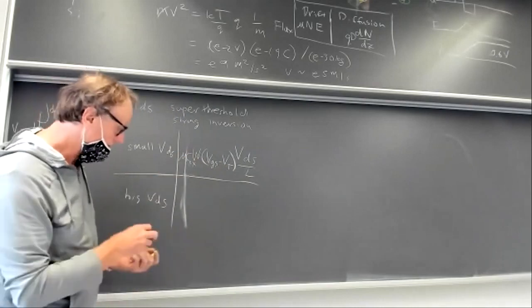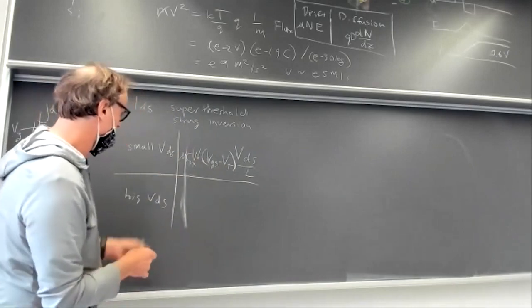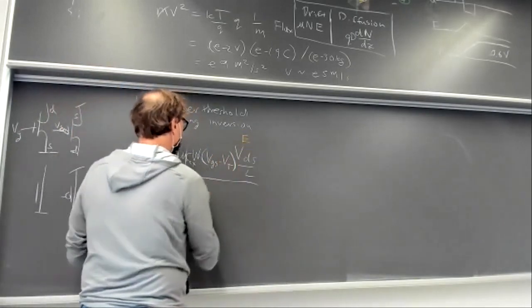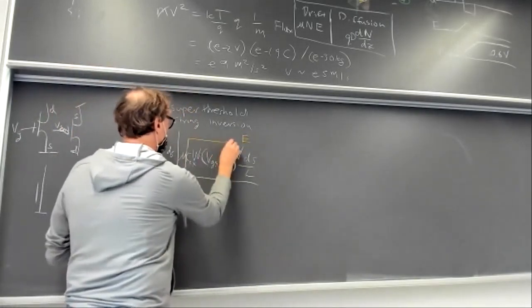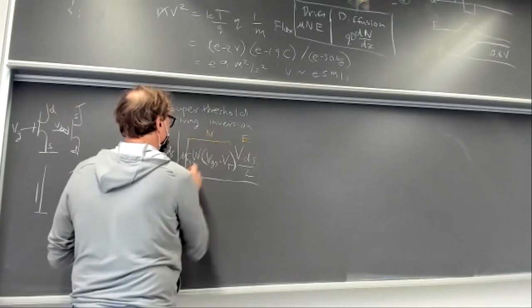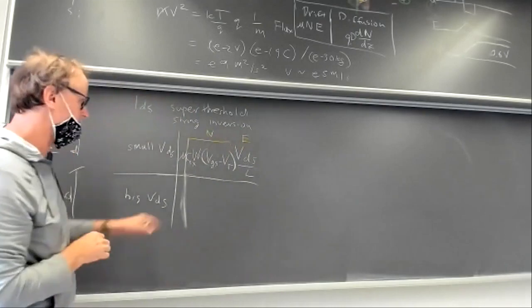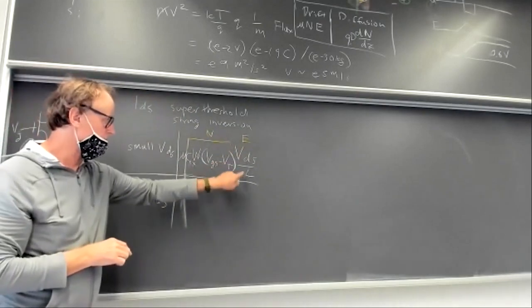So let me try to explain where this equation comes from. This is what happens for small drain source voltage. This is the electric field component. And this stuff here is the charge density, right? So this is the drift current caused by the electric field between drain and source.